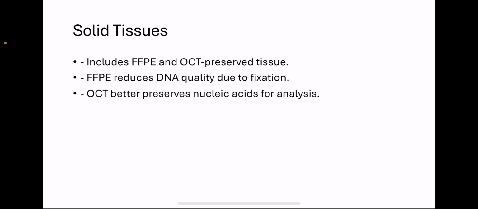There are the solid tissues, commonly FFPE and OCT preserved. FFPE tissue yields lower quality DNA due to fixation, but is widely used in pathology. This is not really stuff that y'all will have to worry about. OCT preservation avoids fixation and allows for better nucleic acid recovery. Examples include breast tumors or lymphoid tissues analyzed for somatic mutations or receptor status.